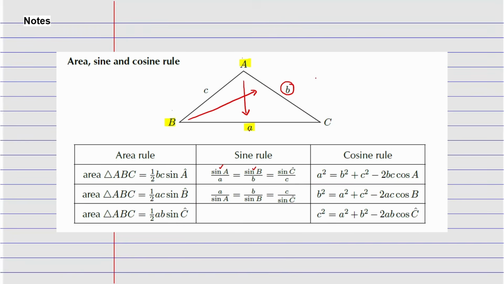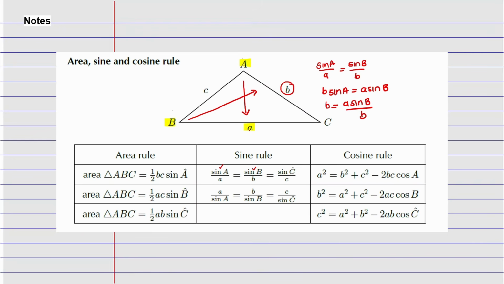So with this one, it would be sine A divided by A, equal to sine B divided by B. Making B the subject is the same as cross multiplying. So it's going to be B sine A equals A sine B, which is the same as B equals A sine B divided by sine A. And you have all the values here, or sometimes it will say in terms of something, or you have all the variables. So that's how you would see it.